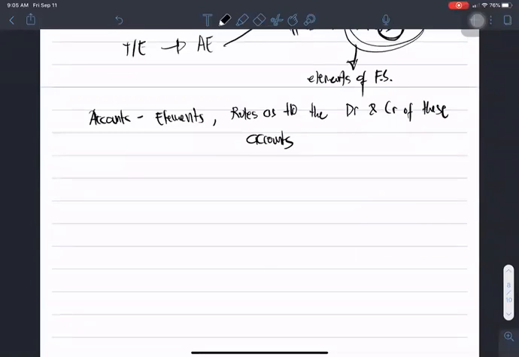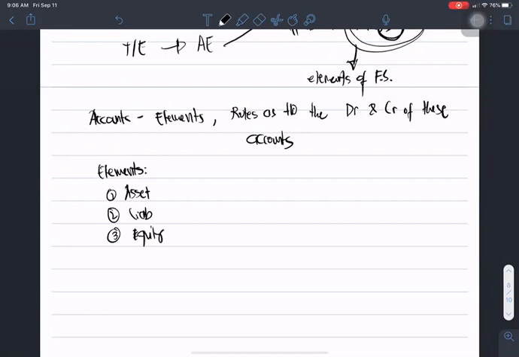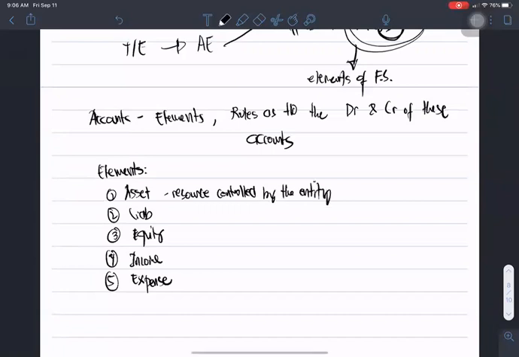So first, we go with your elements. So what are the elements of the financial statement? We have 5. We have your asset, we have your liability, we have your equity, we have your income, and we have your expense. Okay, so first we determine what is an asset. An asset is a resource controlled by the entity, resulting from past events in which future economic benefits will flow to the entity.